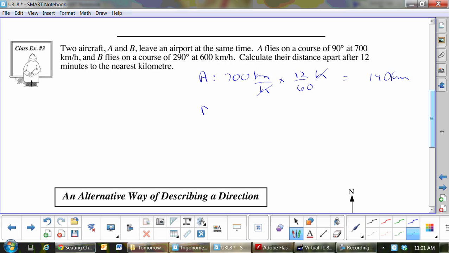Now B, same thing: 600 kilometers per hour times 12/60th, and you get 120 kilometers.